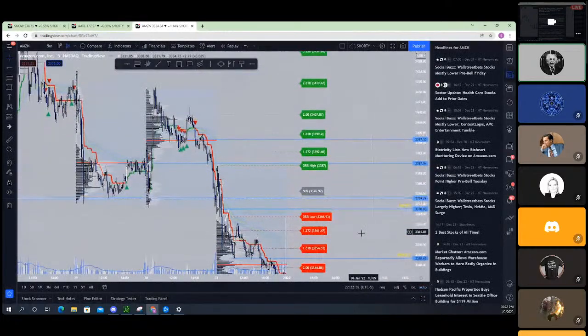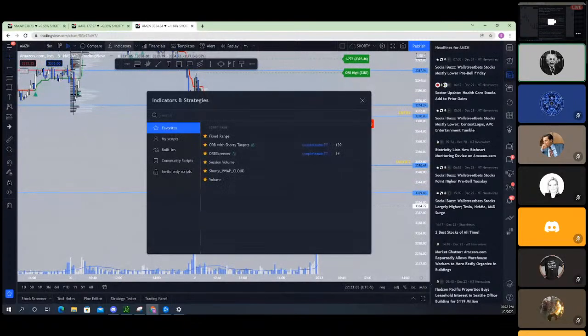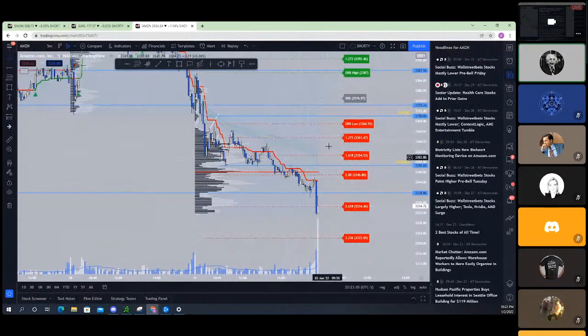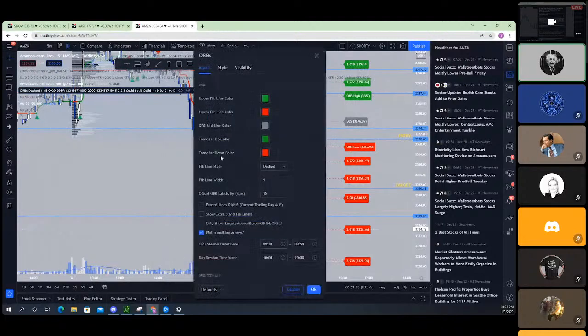The best way to find it once you're given access is to go under indicators, click on invite-only scripts, and you will see two scripts. ORBS is Shorty Targets. That's basically these levels here that you're going to get with the ORB high and the ORB low, which is right here. And then the 50% is basically the half of that ORB high and ORB low. If you want to adjust some of the settings, the colors, you can definitely do that here. You can change the colors.